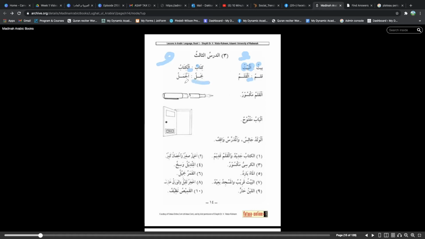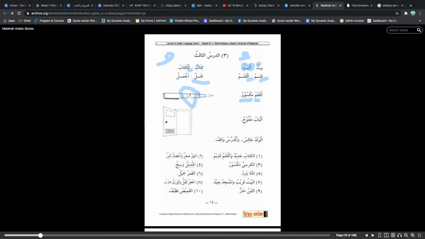Jamalun, al-jamalu. There's one dhamma at the end. Now we're going to make it into a sentence. Al-qalamu. Notice you have the alif lam in the beginning, which right away should indicate to you that it's mu'arraf, definite, and you only have one dhamma over the meem. So it's no longer qalamun, a pen. It's now al-qalamu, the pen. Al-qalamu maksurun. The pen is broken. As you can see here in the picture, it looks like it got snapped in half.